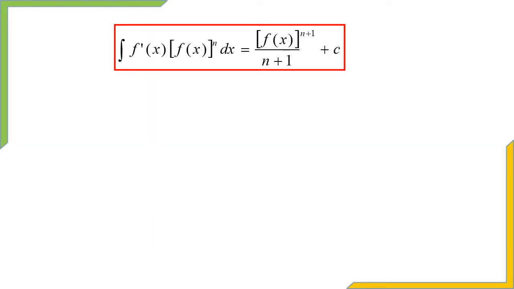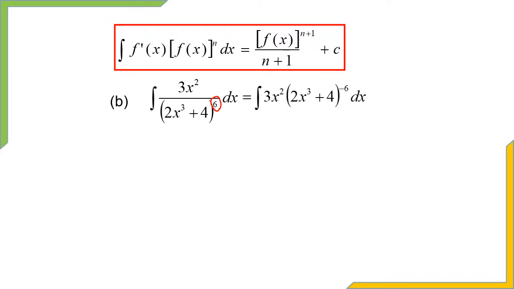So for question B, 3x squared divided by 2x cubed plus 4 all to the power of 6. So this is the same thing as the earlier part. We can bring the 6 as the power in the numerator.